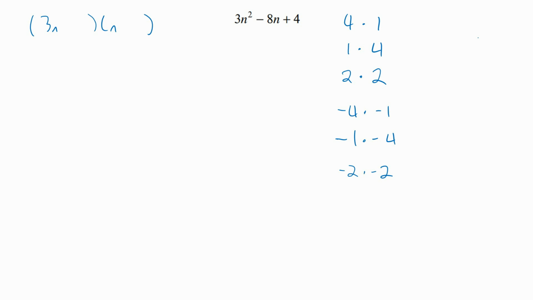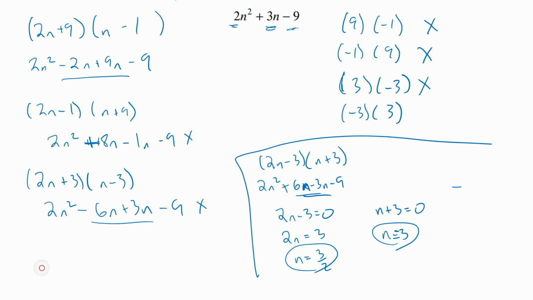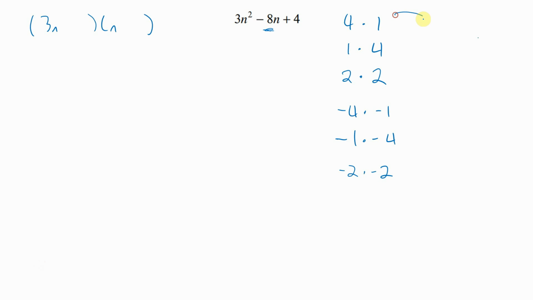Let's think about this. If I see that the middle term is negative, that means when I add up the O and the I in FOIL, so I do outside times outside, inside times inside, I need a negative number. Well, any of these three that I start with, am I going to get to a negative number if I'm just multiplying and adding positives? And the answer is no.